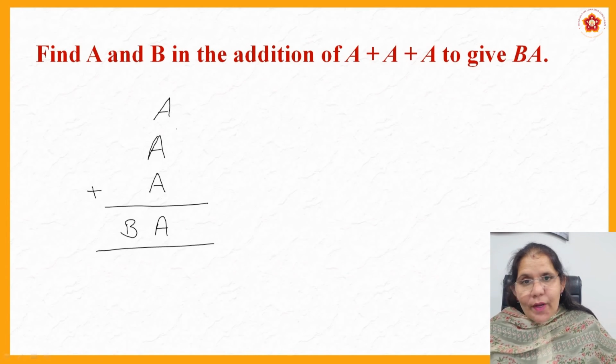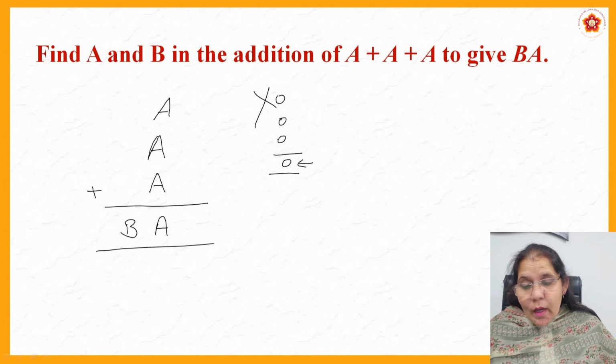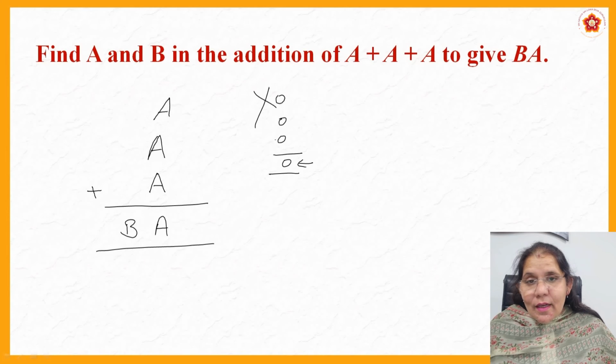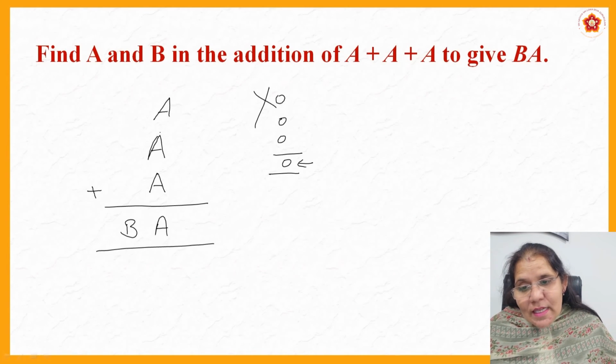A will have just one digit. For example, if say A is 0, then 0 plus 0 plus 0, we get 0. The answer is only a single digit, so this is not permissible here in this particular question. The addition of 3 digits should give us a 2-digit number in such a way that the units place in the answer has the same digit.